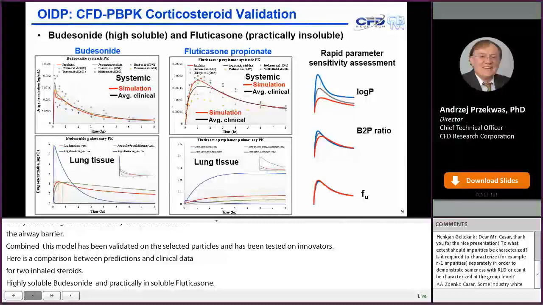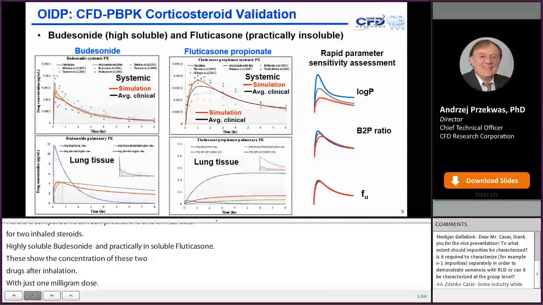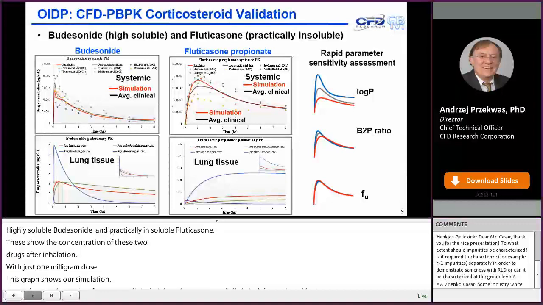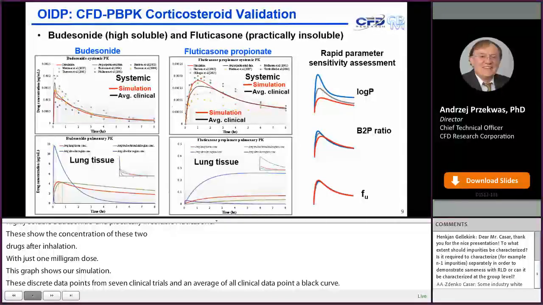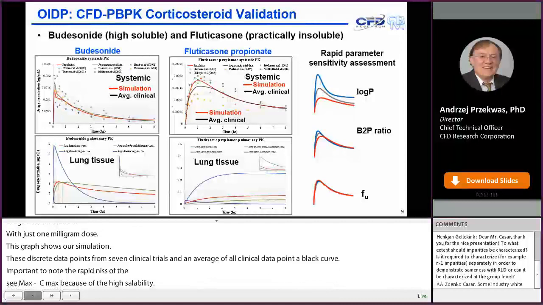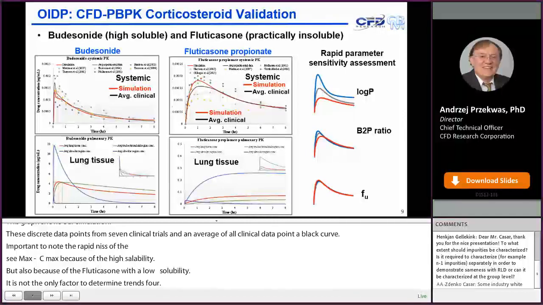These graphs show our simulations in red, discrete data points from several clinical trials, and an average of all clinical data, a black curve. The thing to note is the rapidness of Cmax in budesonide, which is within 10 to 15 minutes, primarily due to the higher solubility, whereas it is almost 70 minutes or so for fluticasone due to its low solubility. Though solubility is not the only factor determining Cmax, other parameters such as log P, fraction unbound, blood-to-plasma ratio, and gut bioavailability all play a role.